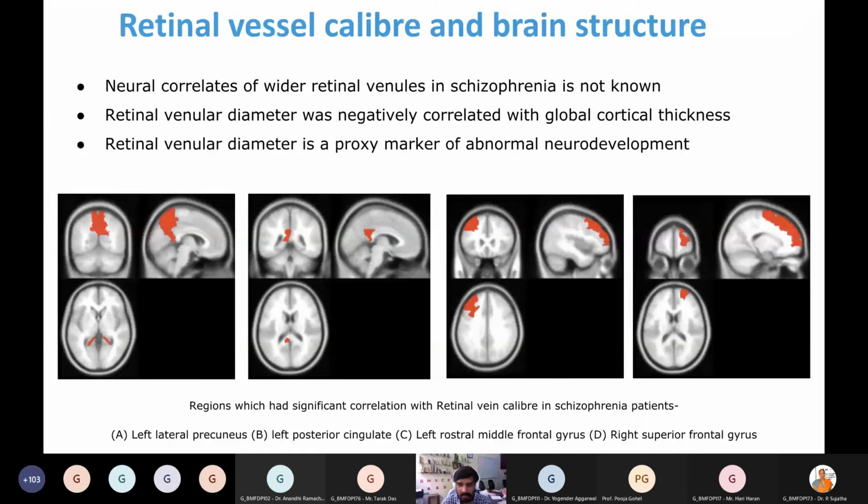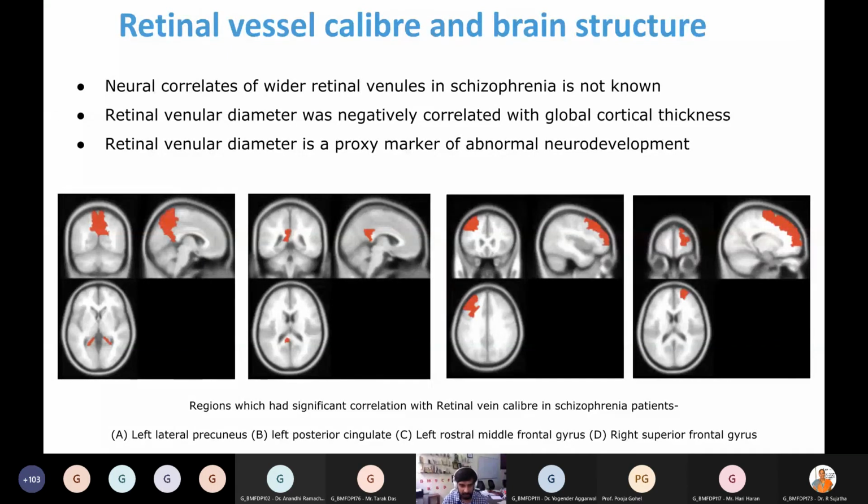So even for schizophrenia and bipolar patients, there is also MRI. So we wanted to see if we can use the retina as a proxy instead of MRI, or to give some kind of clues. We found that it was negatively correlated. This is just under review. It's not yet published, but we are sure it will be published in a very good journal. It's under review now. So we found that there is a correlation between them, and it is negatively correlated, as anticipated.